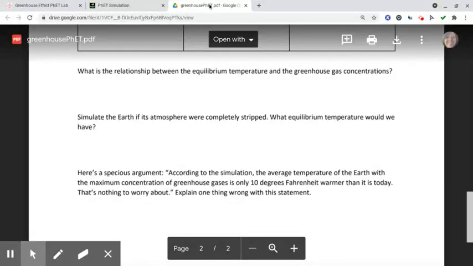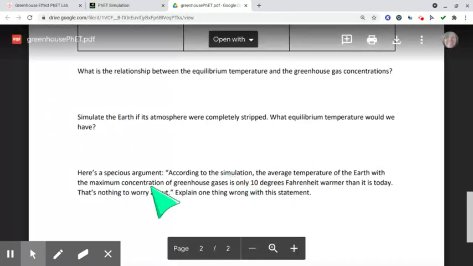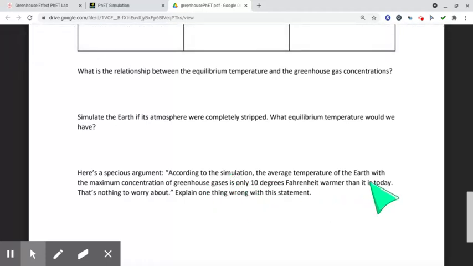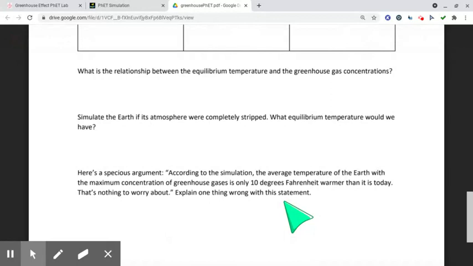Okay, so here is a specious argument. According to the simulation, the average temperature of the Earth with the maximum concentration of greenhouse gases is only 10 degrees Fahrenheit warmer than it is today. That's nothing to worry about. Explain one thing wrong with the statement. Now, you might have to do a little research for that one.